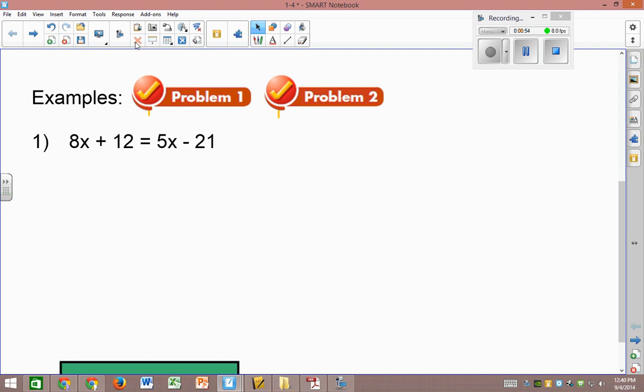Okay, here's the first one. All right, I see a couple of cows. So we want our cows on the same side of the fence. All right, so let's move the 5x over.